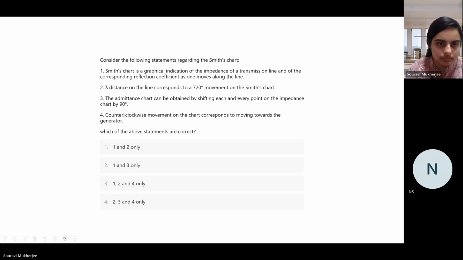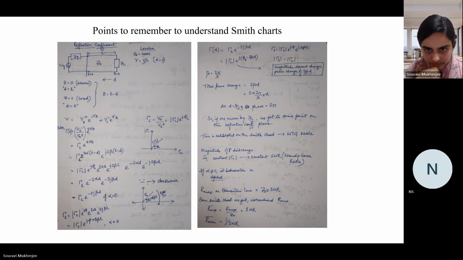Now, what other thing do we see? Counterclockwise movement on the chart corresponds to moving towards the generator, right? So this is something that we need to discuss. Okay, so here what do you see?